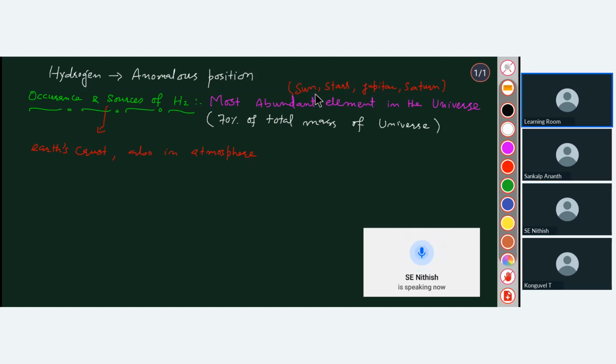Now similarly, if we see the Earth's crust, whenever there is a volcanic eruption, it comes out in the form of volcanic gases. Similarly, you will remember that it is the third most abundant element on the surface of Earth.